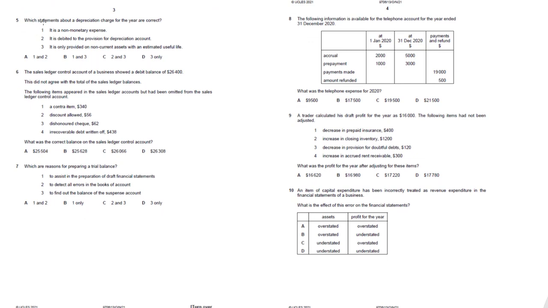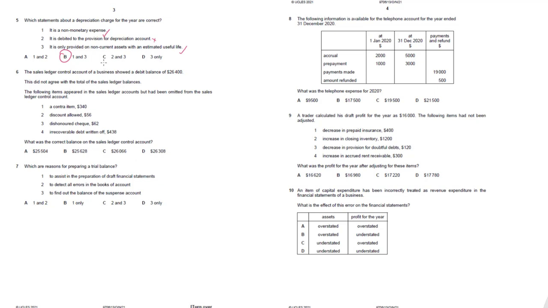Question number 5. Which statements about a depreciation charge for the year are correct? It is a non-monetary expense. Correct. It is debited to the provision for depreciation account. Wrong. It is credited to the provision account. It is only provided on non-current assets with an estimated useful life. Correct. Because assets like, let's say, land that does not have a limited life, it has an indefinite life, those assets cannot be depreciated or will not be depreciated. Only assets with limited life will be depreciated. So 1 and 3, 5B.